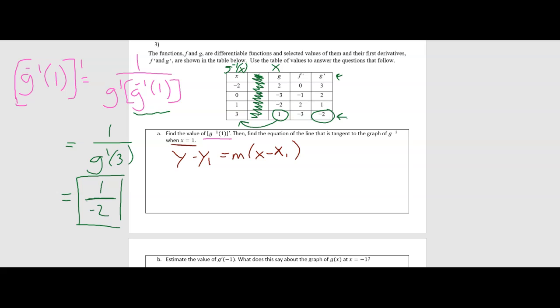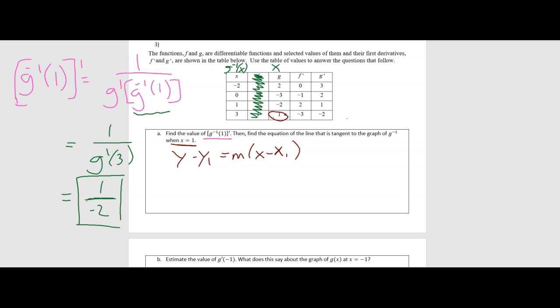It gives me what my x1 is. So now I just need to find my y1. So when x is equal to 1 for G inverse, what is the value of G inverse? Well, let me erase this so we don't get confused. I already have my columns relabeled for G inverse. So I'm going to go down the x column, the green x column, until I get to 1. That's down here.